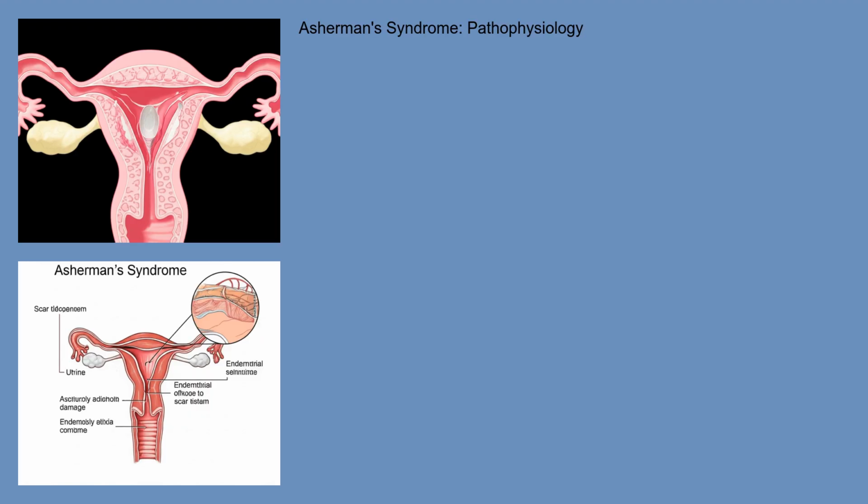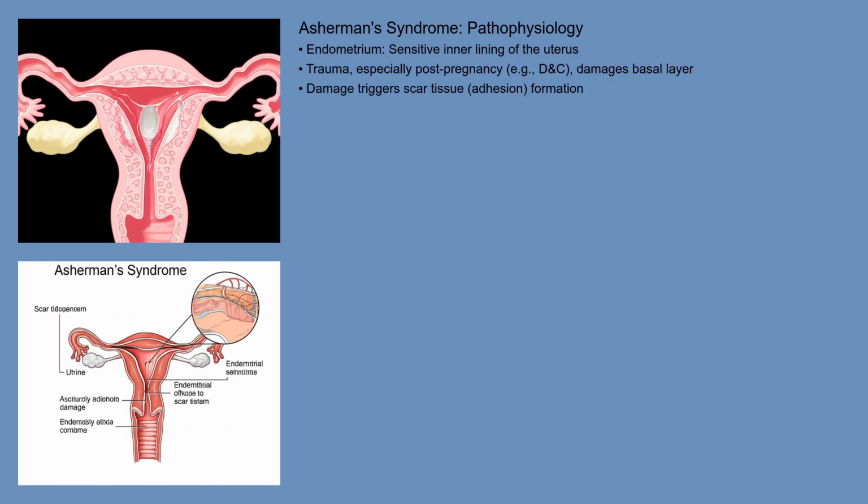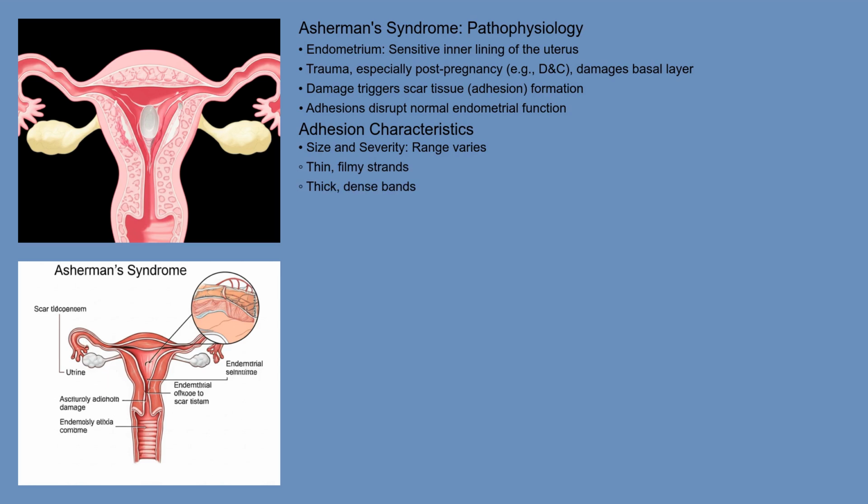Let's talk about the pathophysiology, or, in simpler terms, how Asherman syndrome develops within the uterus. The endometrium, the inner lining of the uterus, is highly sensitive, particularly after pregnancy. Trauma to this lining, often during a D&C, can damage the basal layer. This damage can trigger the formation of scar tissue, or adhesions, within the uterine cavity. These adhesions can vary in size and severity, ranging from thin, filmy strands to thick, dense bands that can partially or completely obliterate the uterine cavity.